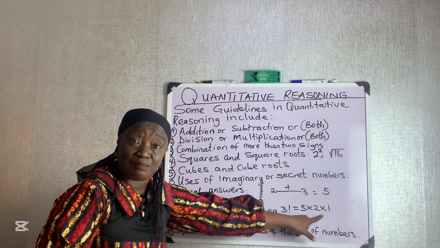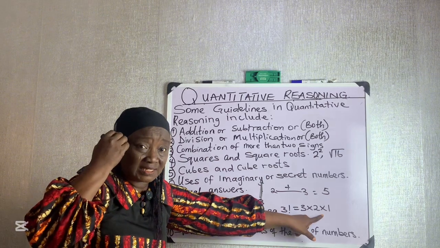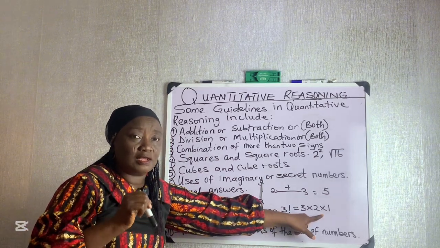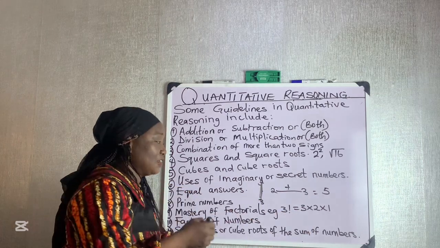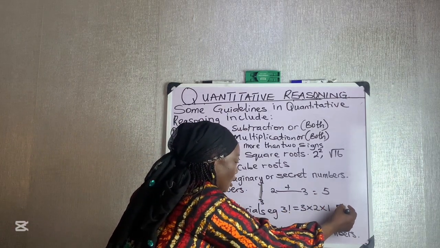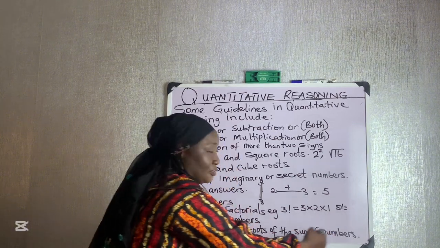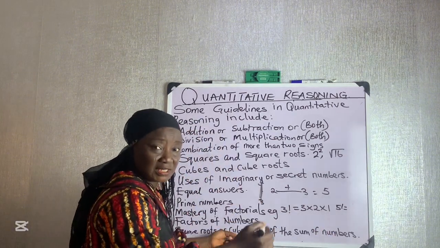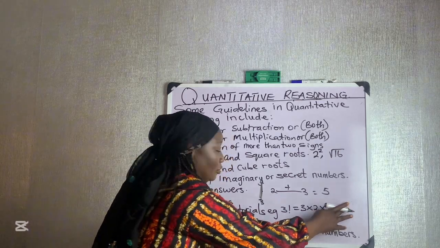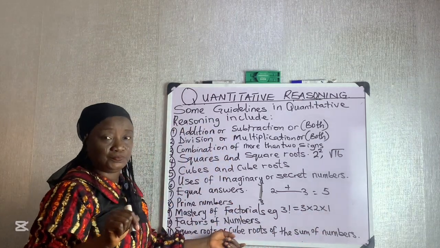At times, the answer might not be needed, but what they need is the understanding of the application of the factorial. Assuming 5 is given, let's say 5 factorial, you go the same way. 5 factorial, you move by saying 5 times 4 times 3 times 2 times 1 in descending order by multiplication.